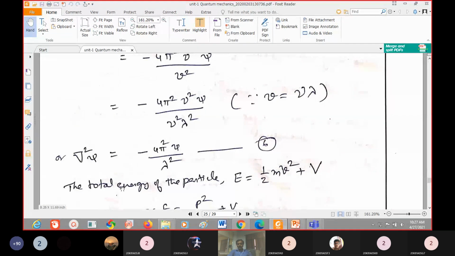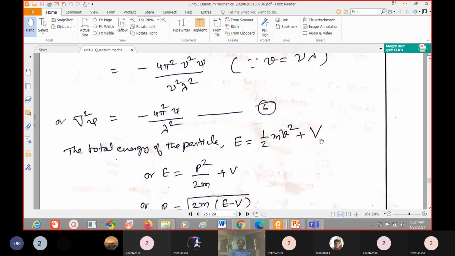Okay, so for that I am taking the total energy of the particle. What is the total energy of the particle? E is equal to potential energy plus kinetic energy. Here kinetic energy is equal to half mv square, and the potential energy is V. Okay, now I am simplifying here.